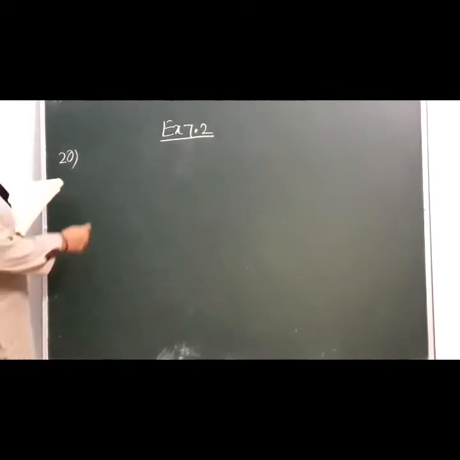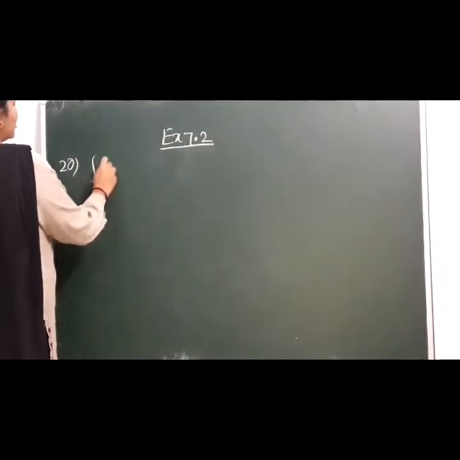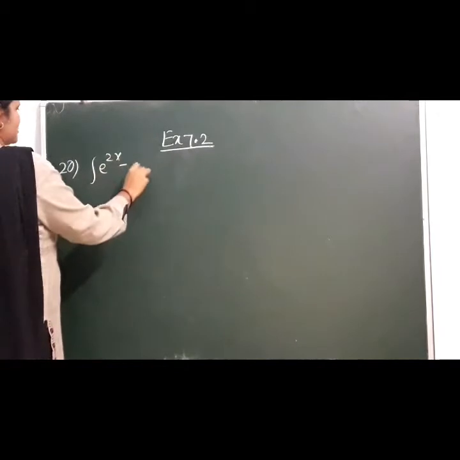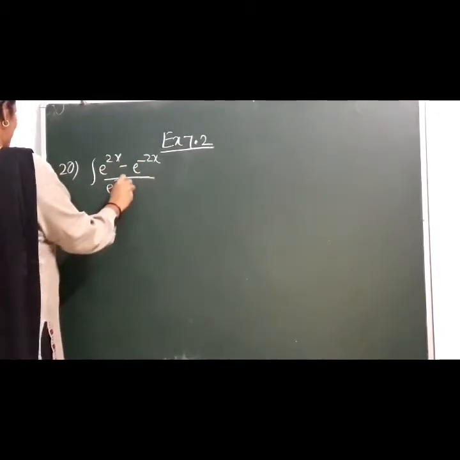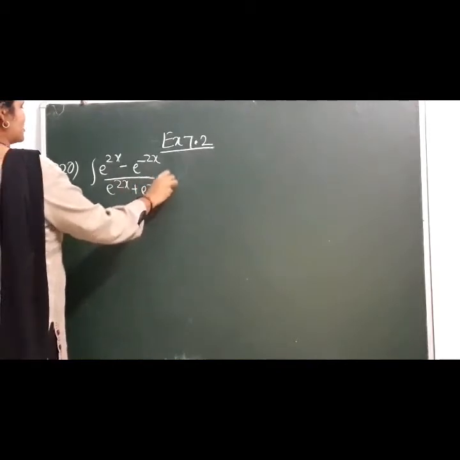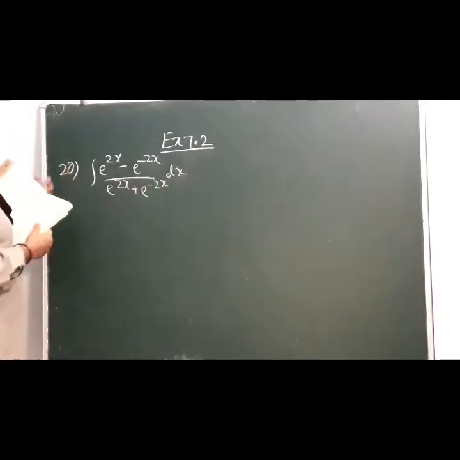Question number 20 of exercise 7.2. What is the question here? The integral of (e^(2x) minus e^(-2x)) upon (e^(2x) plus e^(-2x)) dx. This is the question given to you.